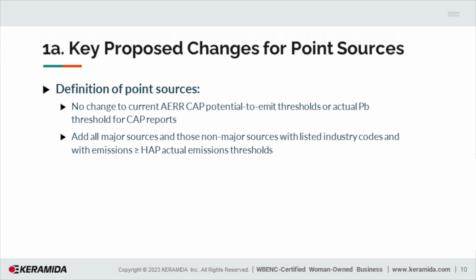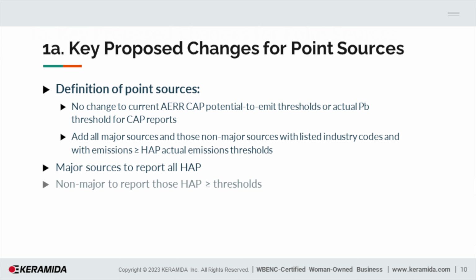So for point sources, and point sources are major Title V sources, right now, as far as changing potential to emit for criteria pollutants, that's not going to change. All this is going to be reporting your actual emissions. It will be requiring any of your HAP emissions for a major source to be reported. For non-major sources, if you trigger the reporting under this rule because you have hazardous air pollutants, you're going to have to report those pollutants through the state.